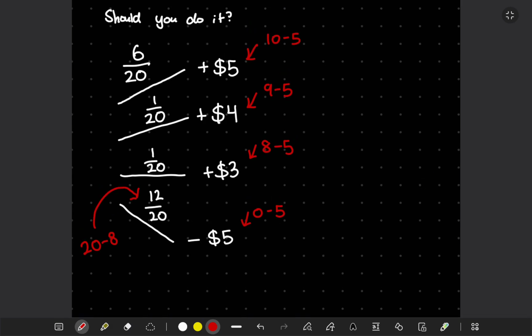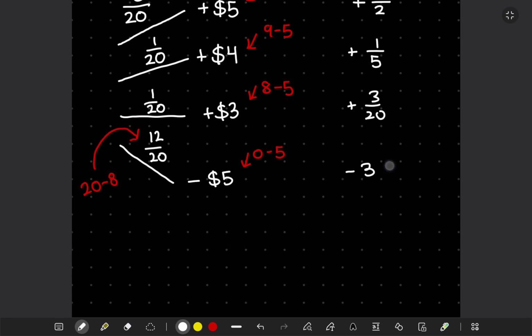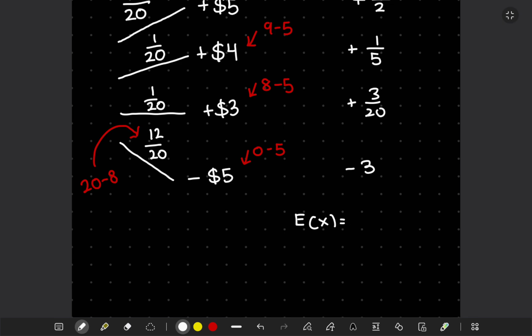So what do I have to do with these now? Well, all I have to do now is just multiply those two numbers. So I'm going to multiply 6 over 20 times 5. That would give us positive 3 over 2. This one will give us 1 over 5. This one would give us 3 over 20. And the next one gives us negative 3. So what am I going to do with all of these numbers? Well, now that I have all 4, I'm going to add them all up. So I'm going to add 3 over 2 plus 1 over 5 plus 3 over 20 and then minus 3. This gives us our total expected value, which is going to be negative 1.15.